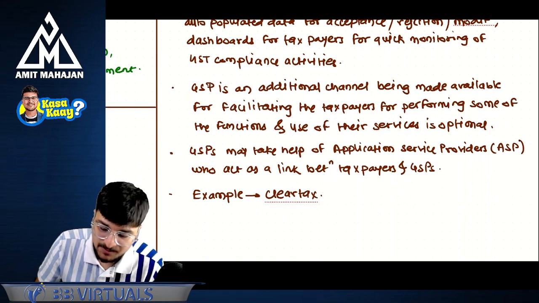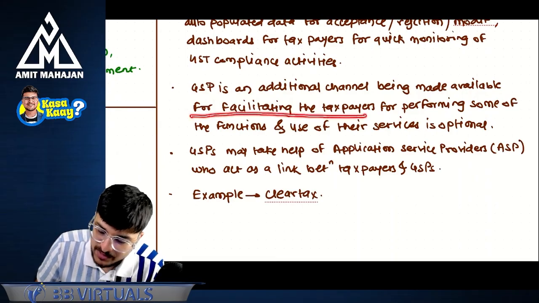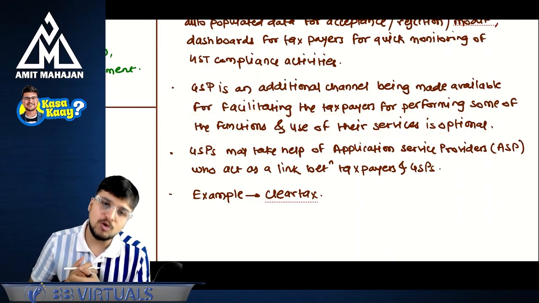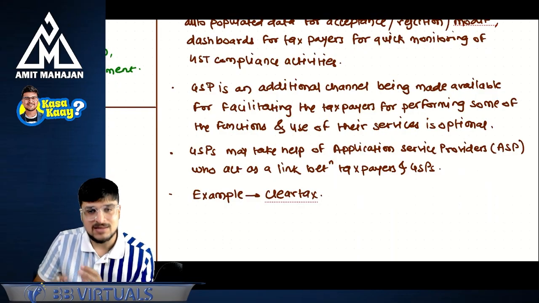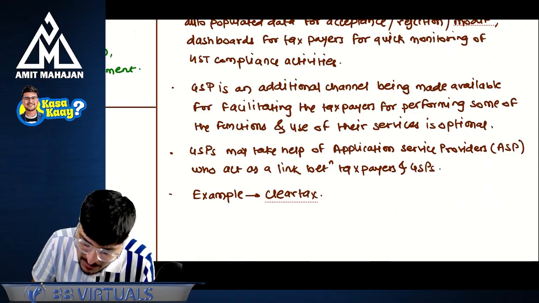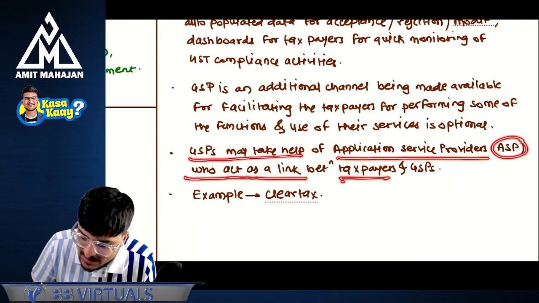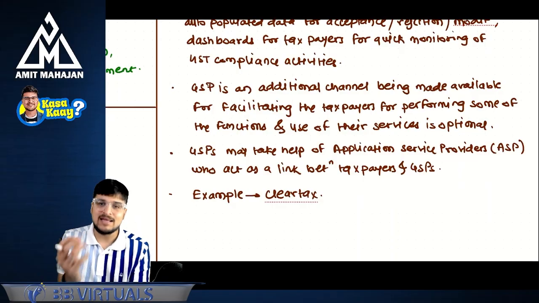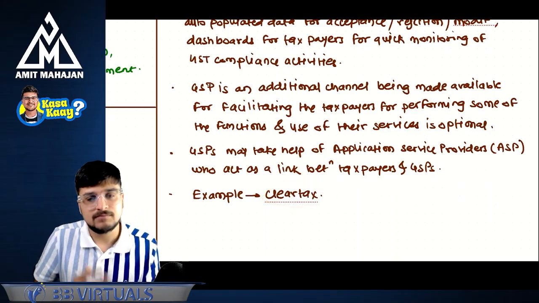GSP is an additional channel. This is important. GSP is an additional channel being made available for facilitating the taxpayers for performing some of the functions, and use of their services is optional. If you want to go there, you can go. Otherwise, you can directly go on the GST portal. GSPs may take help of application service providers, which are ASPs, who act as a link between taxpayers and GSPs. The person handling the technical, information technology part is known as the application service provider. The example is clear. This is again a one-time read.